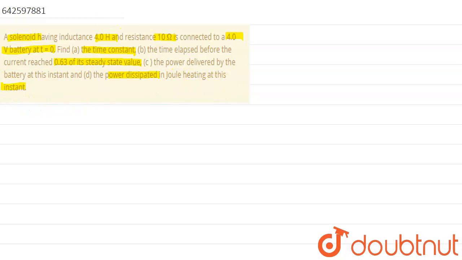Okay, so let's begin. First of all, let's write down the things that have been given to us. Number one, L, that is inductance, is given to be 4 Henry, and we have resistance, that is 10 ohms, right? And then we have EMF of the cell, that is 4 volts.